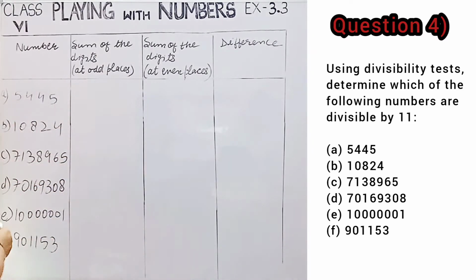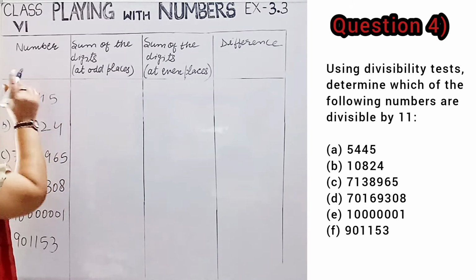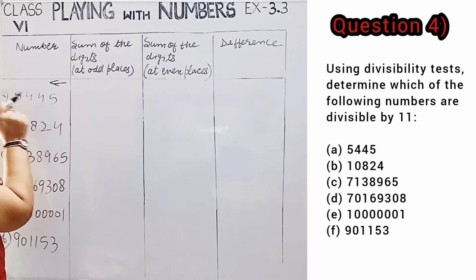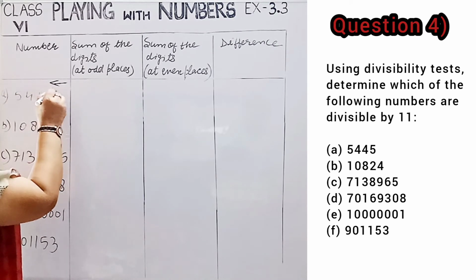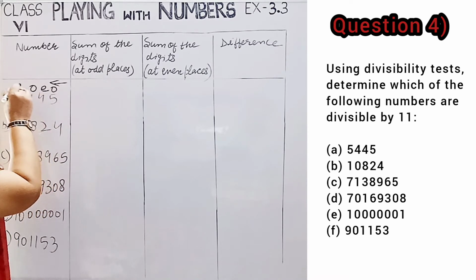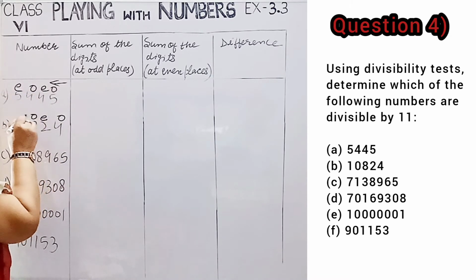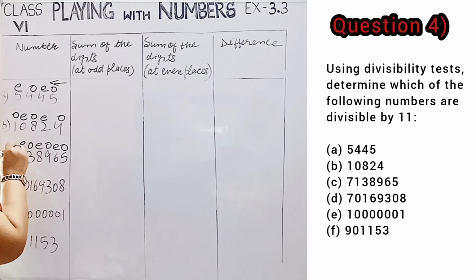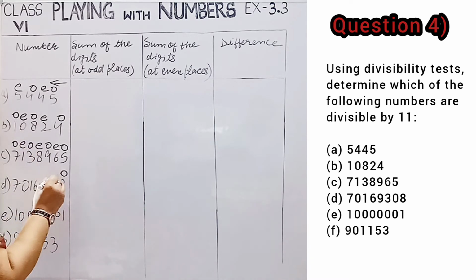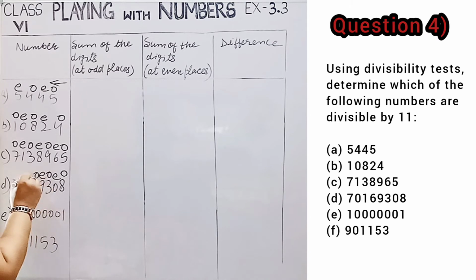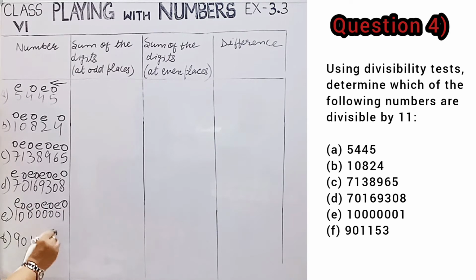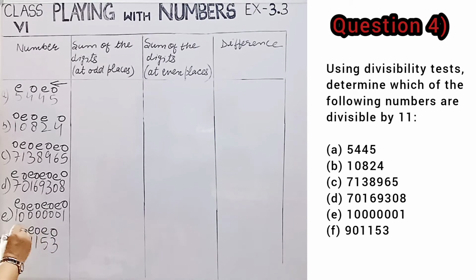So now from right to left we have to see, this is first place, second place, third place, fourth place. So first place is odd, second place even, odd, even, and so on. In this way, first we have to mark odd and even places. These are not digits, these are places. So here odd, even, odd, even, odd and even.